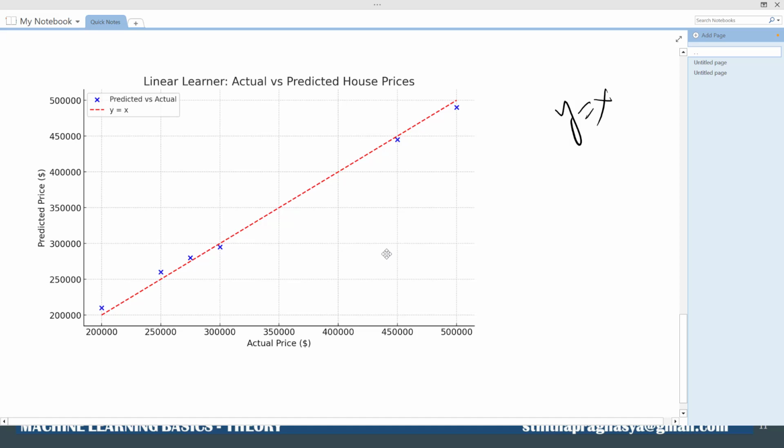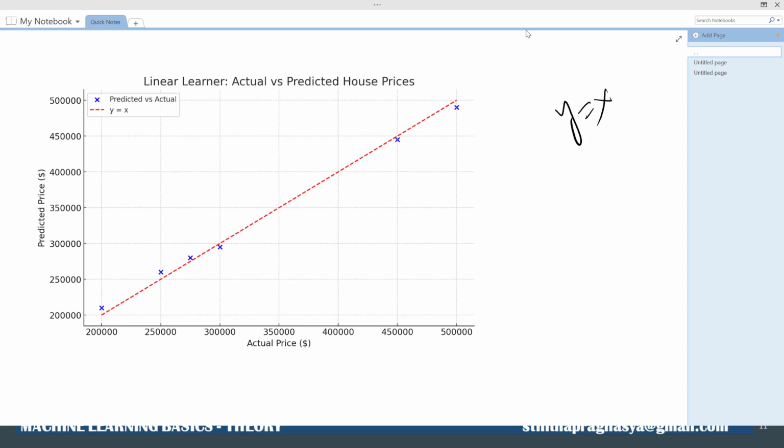The blue points represent the predicted prices for each house compared to the actual prices. And the red dashed line, which is y equals x, represents perfect predictions. The closer the blue points are to this line, the better the model's predictions. This graph helps visualize the performance of the linear learner model in predicting house prices. Ideally, all points should lie on the red line, indicating perfect predictions.